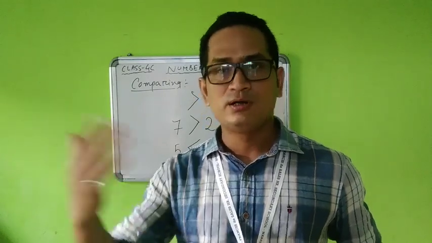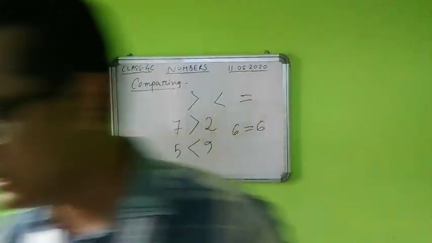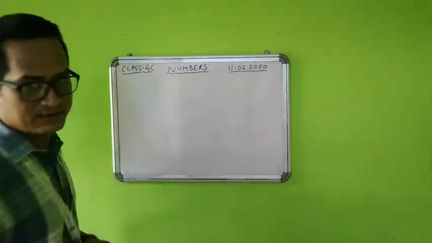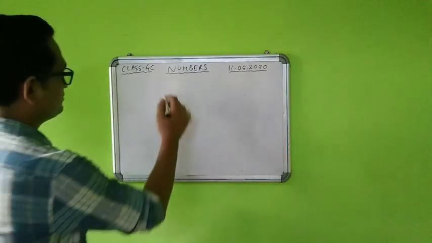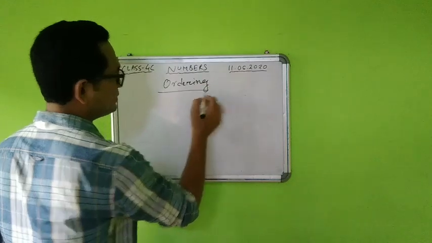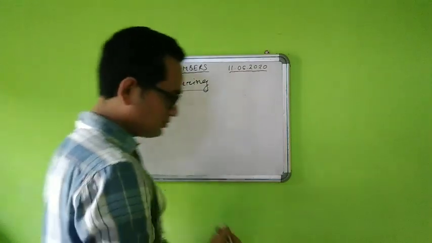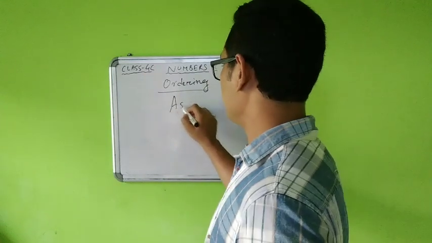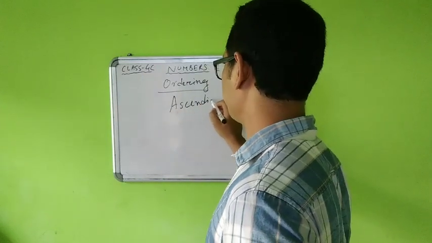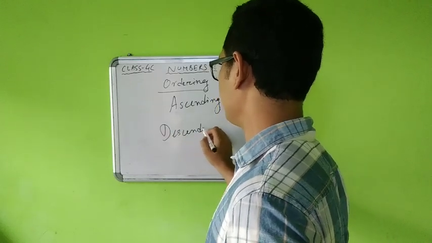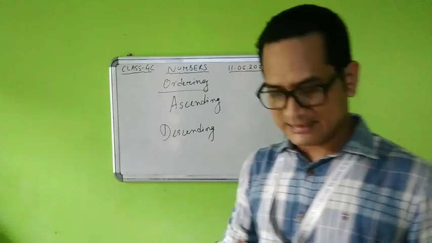Say suppose, from smaller to larger. Comparing part is done now. Now let us come to the ordering, or arrangement also we can say. Ordering or arranging. There will be two types of arrangement: one is the ascending and one is called the descending.